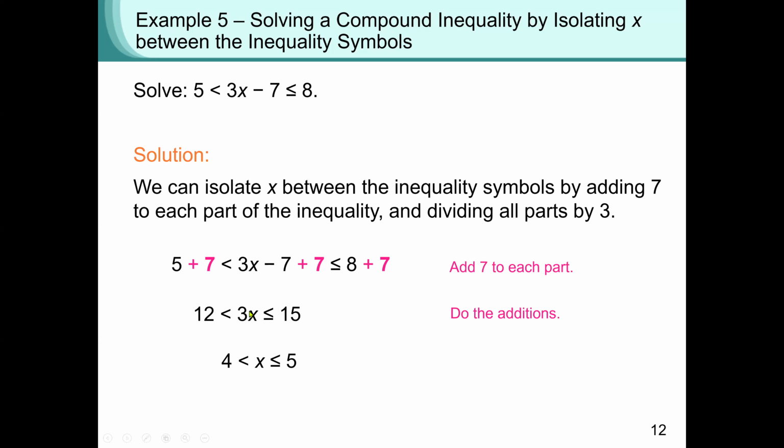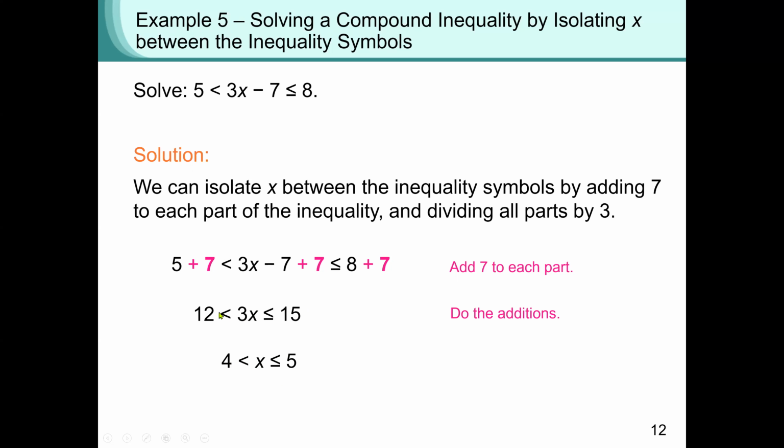Now we have 3x. We are looking for x, so we have to divide the whole expression by 3. So 12 divided by 3 will give me 4. 3x divided by 3 will give me x. And 15 divided by 3 will give me 5. So our final solution will be x should be greater than 4 and less than or equal to 5.